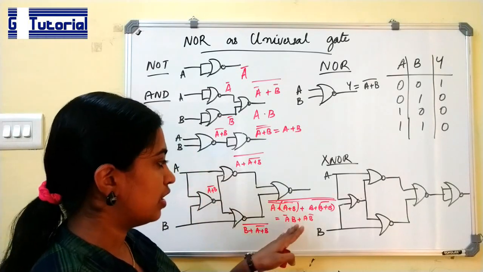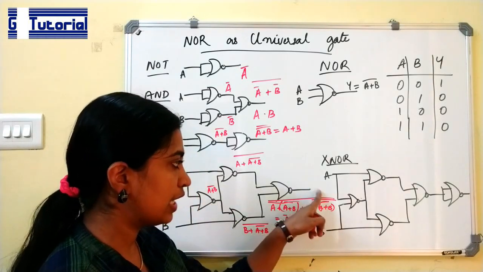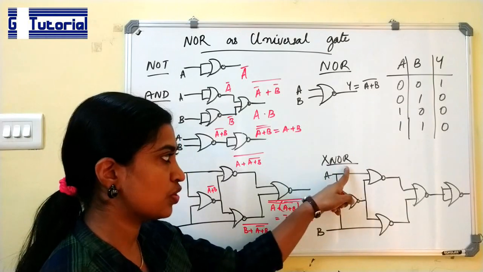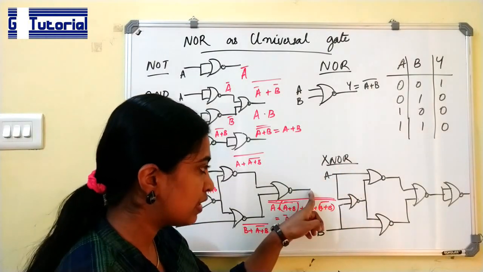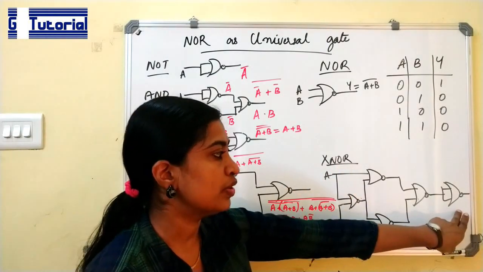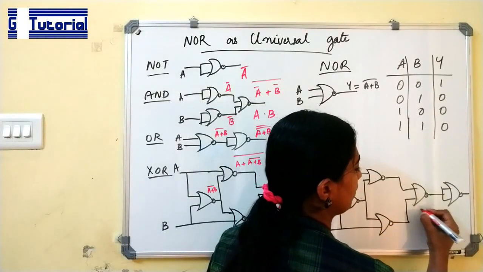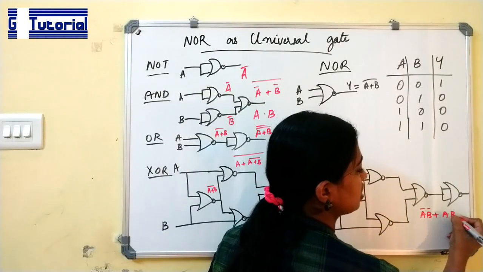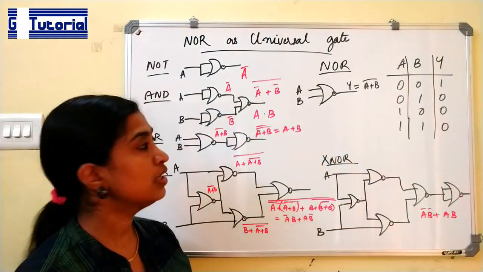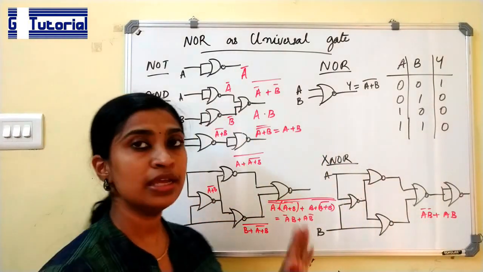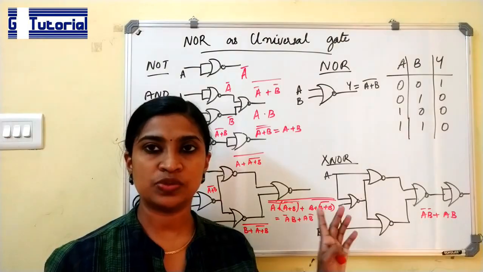When we are feeding a NOT gate at the output of this, we will get XNOR gate. And we are implementing the NOT gate also with NOR gate. Then we will get the output as A bar B bar plus AB, which is output of XNOR gate. This is how we are implementing all basic gates using NOR gate.